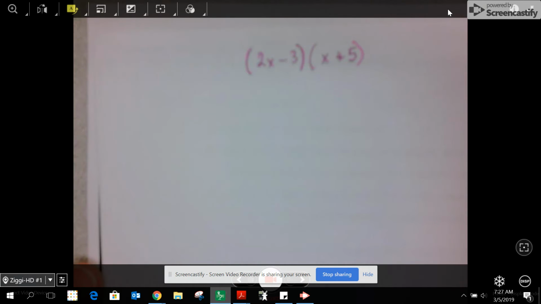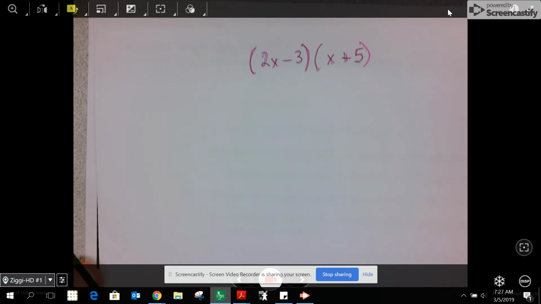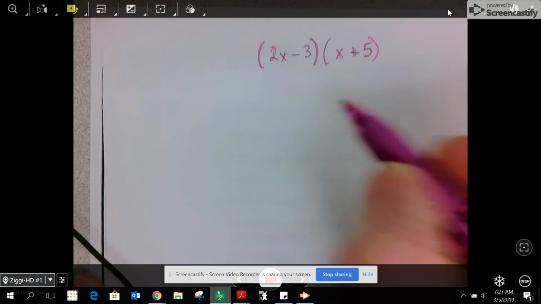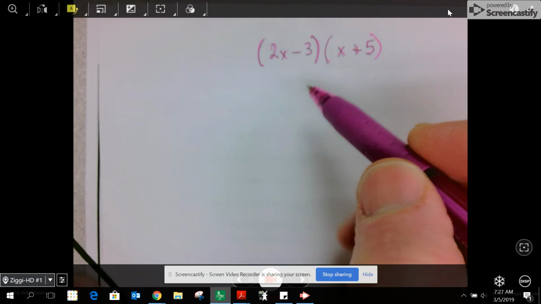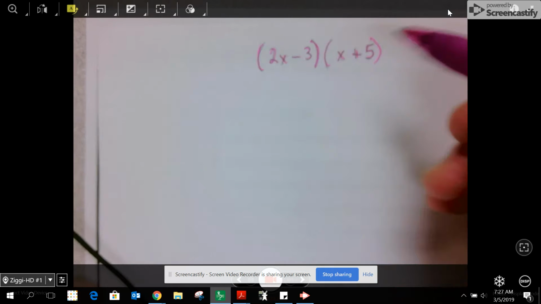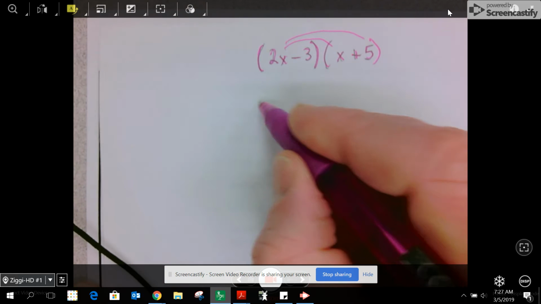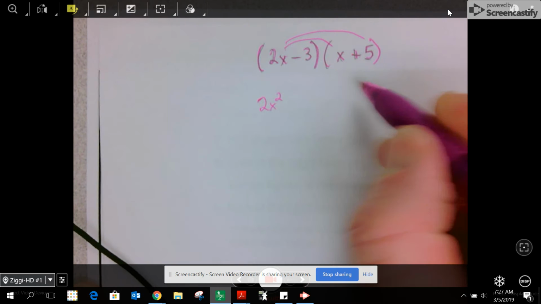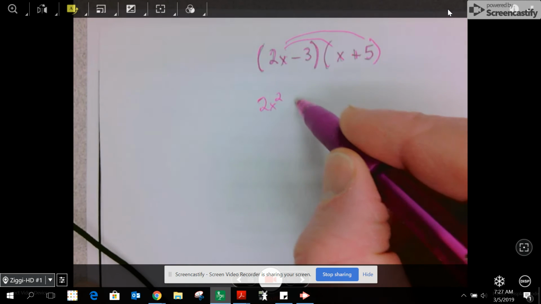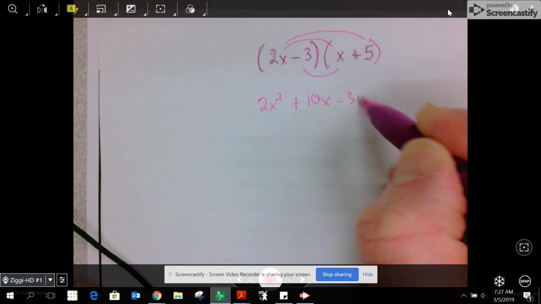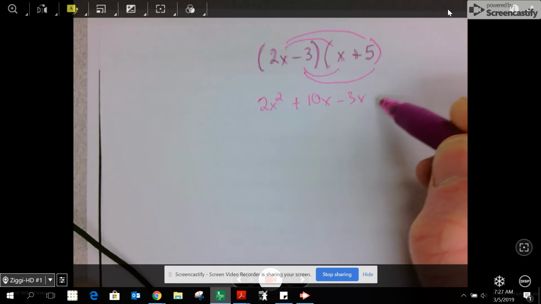And this is one of the most important things that you will do. You'll do it in every math class, and it's a skill that if you have it, you don't ever lose it. Okay, so if you remember, when we multiply these factors, we do the distributive property. You get 2x squared plus 10x minus 3x minus 15. Okay, so that's how we multiply.